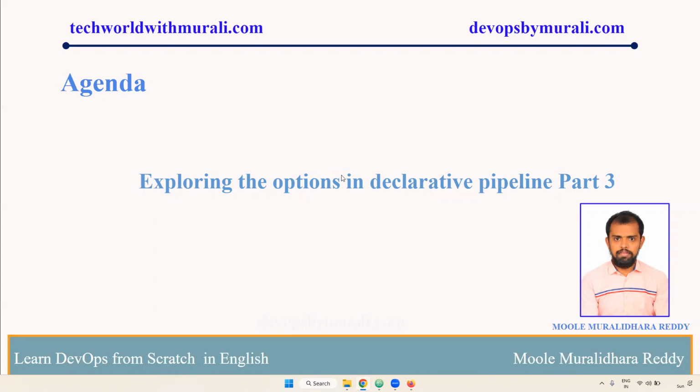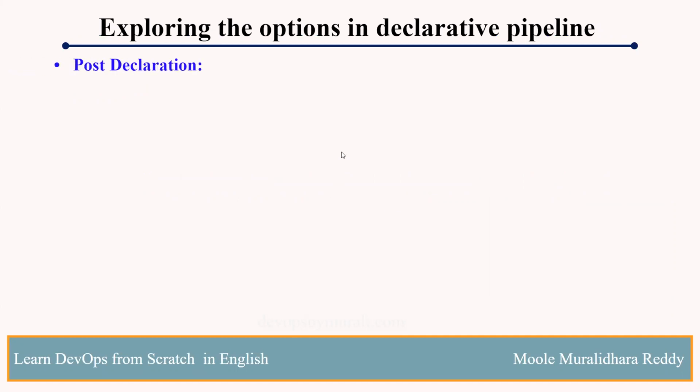In this video, we are going to discuss a few more options in declarative pipeline, part 3. Okay, let's see. First one, post-build declaration. Post-build declaration is nothing but, if you remember, inside the Jenkins job we have post-build actions, right? Same thing here. You can define the post-build declaration.